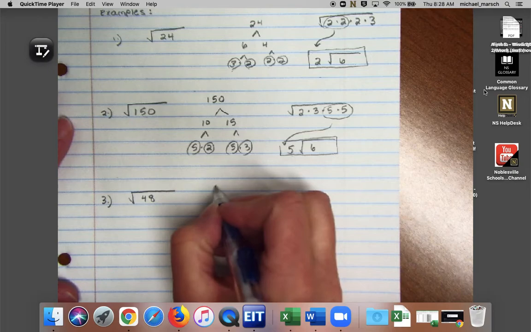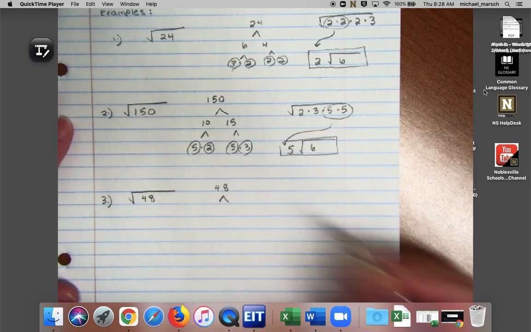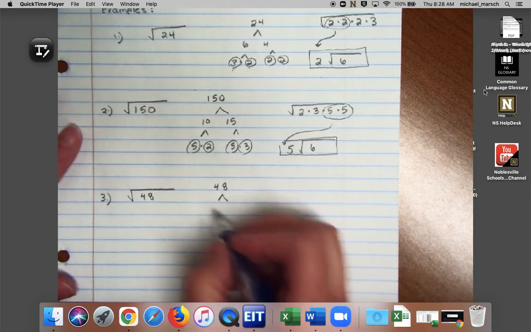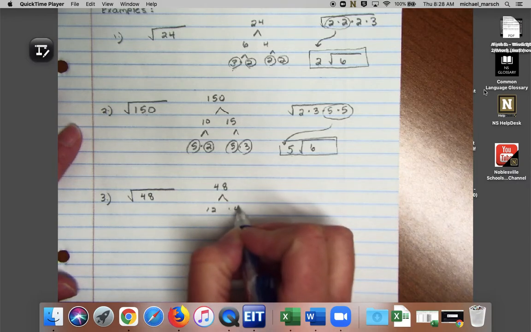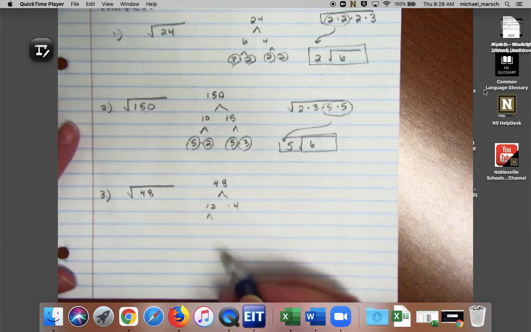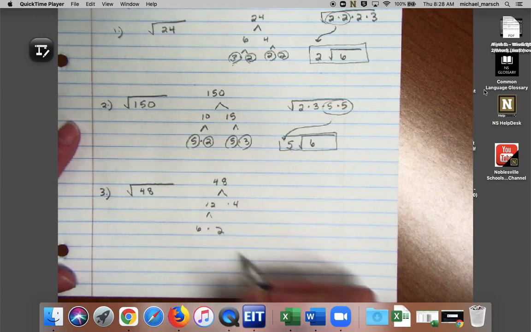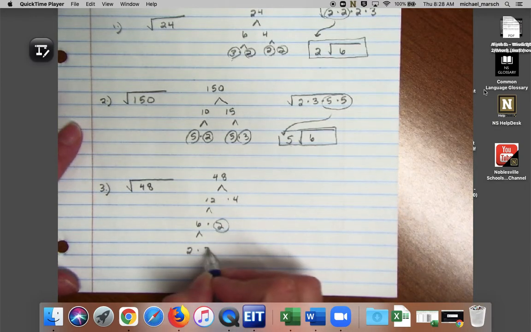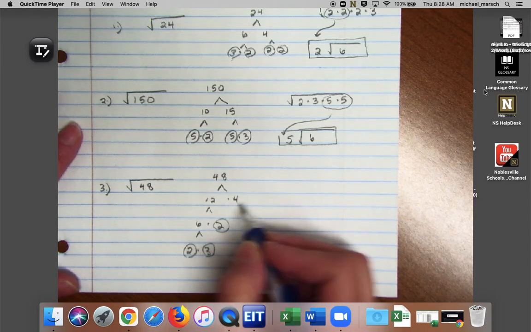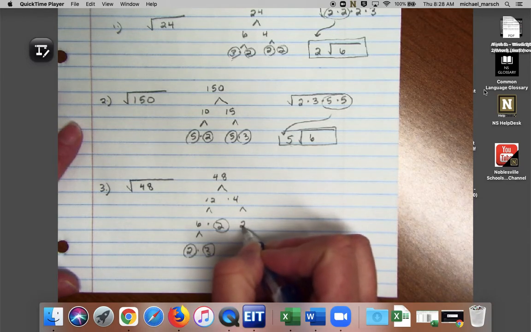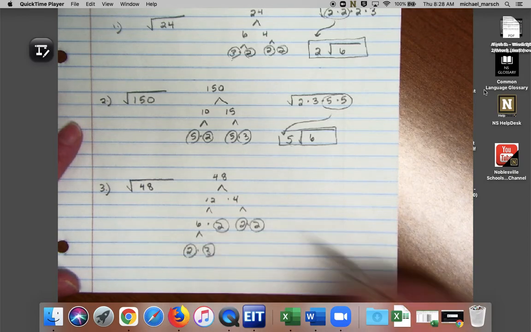Okay, so I got my factor tree here. And there's lots of different ways I can make 48. I'm going to do 12 times 4. So 12 can be broken down to 6 times 2. 2 is a prime number, but 6 is not, so I can keep that one going. 2 times 3. And then 4 can be broken down to 2 times 2. So I have my prime numbers.